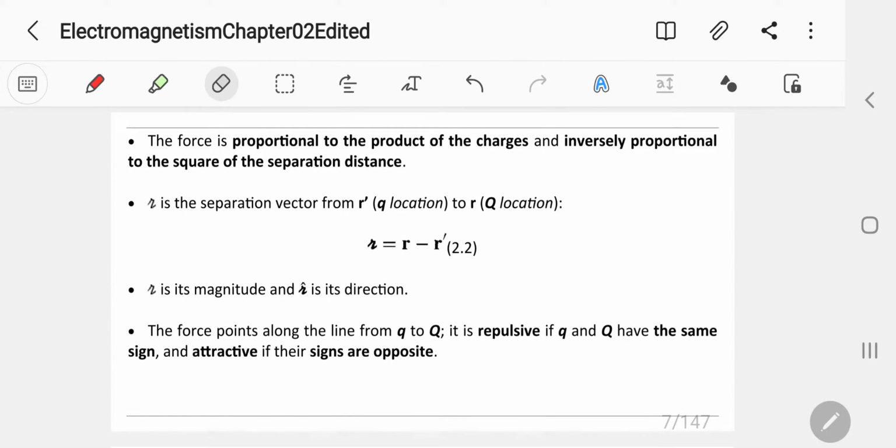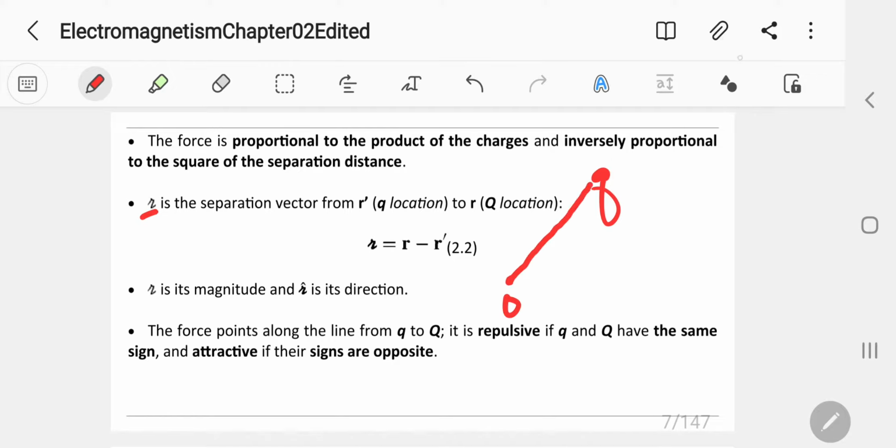The force is proportional to the product of the two charges and is inversely proportional to the square of the separation distance. That's what we know in basic physics. And of course, in this case, you have scripted r as the separation distance. Actually, when you have q, say q is here, and then you start from the origin.